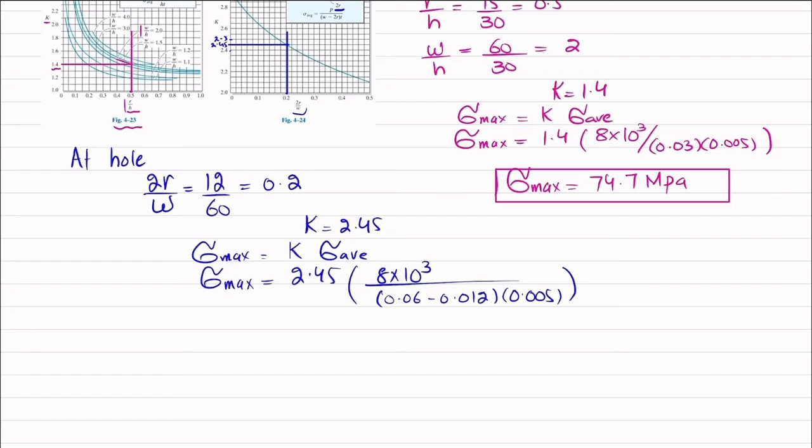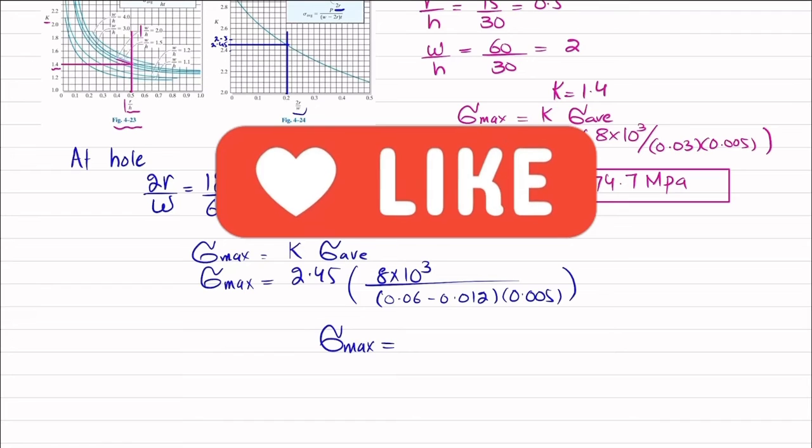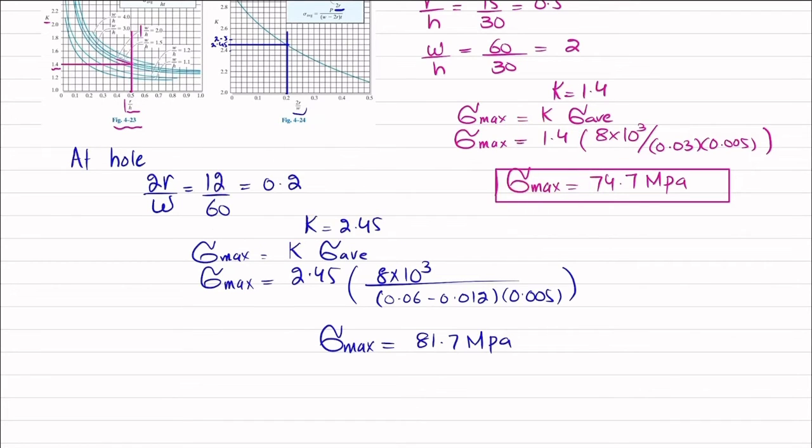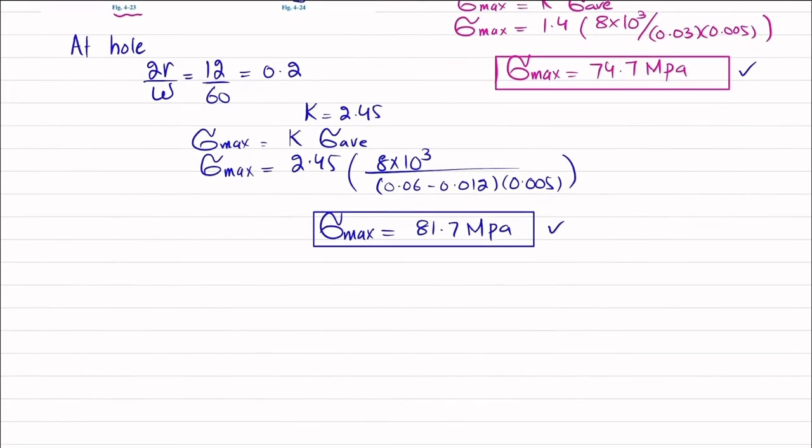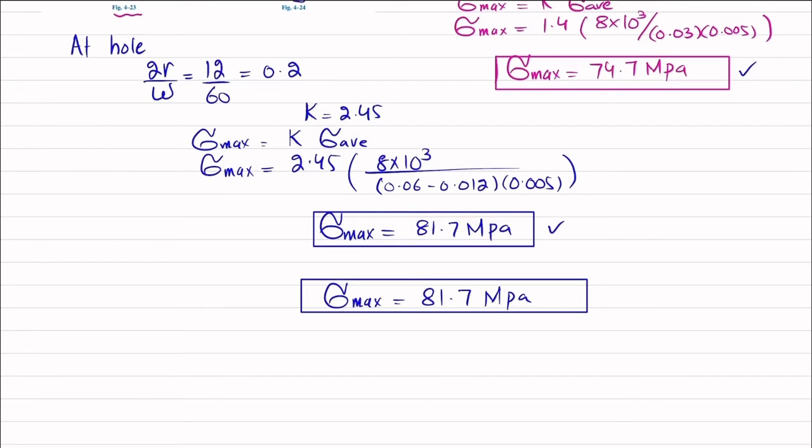And when you calculate it, you will get the maximum stress in the hole, or on the side of the hole, equal to 81.7 megapascal. Now this is the maximum stress that is generated due to the hole, and this is the maximum stress generated due to this fillet. In the question we have been asked, determine the maximum normal stress developed in the bar. So between these two, we will choose the maximum stress generated in the bar, which is 81.7 megapascal. And that is the answer to this question.